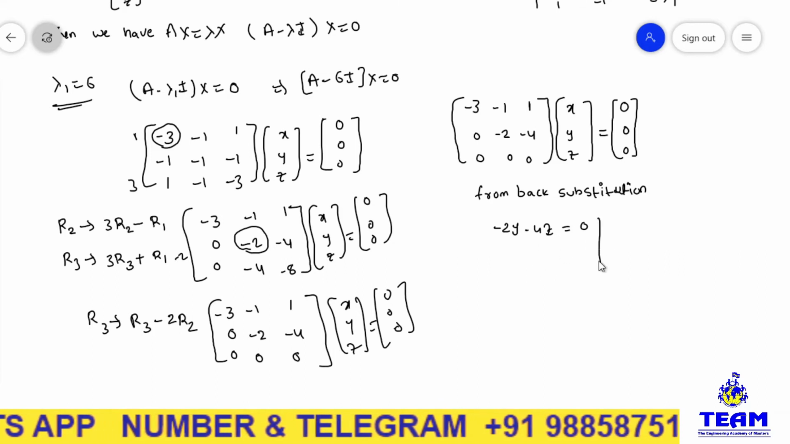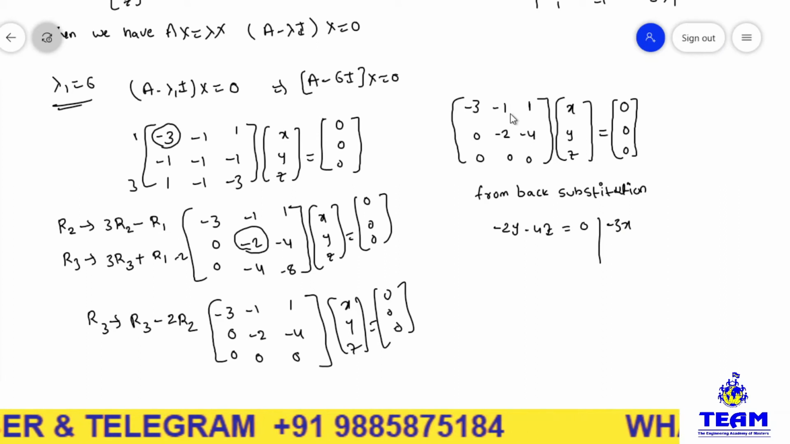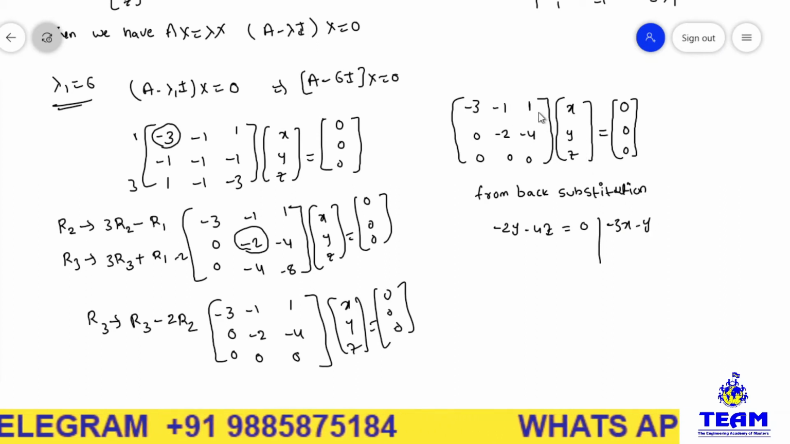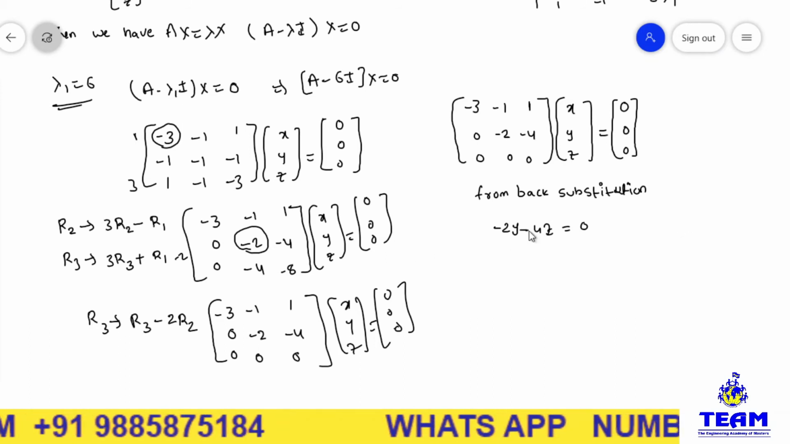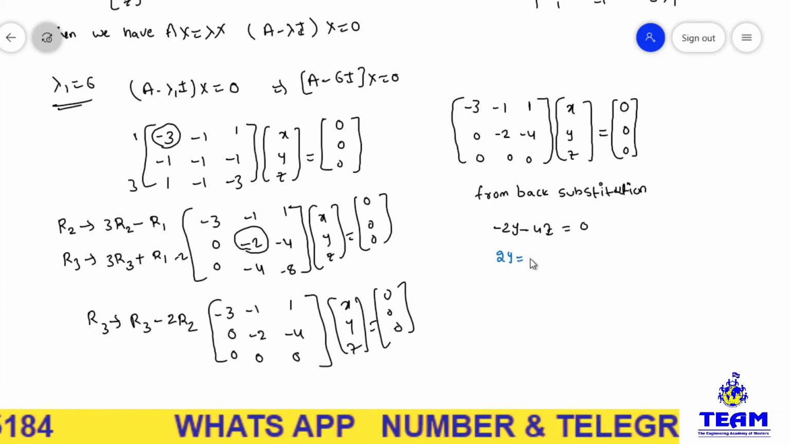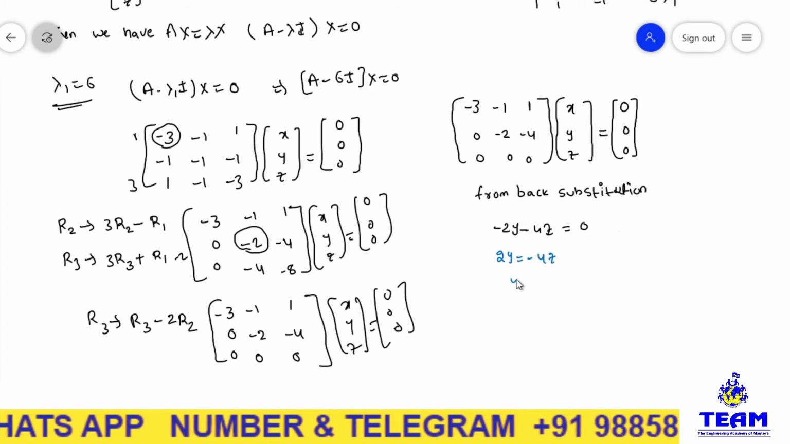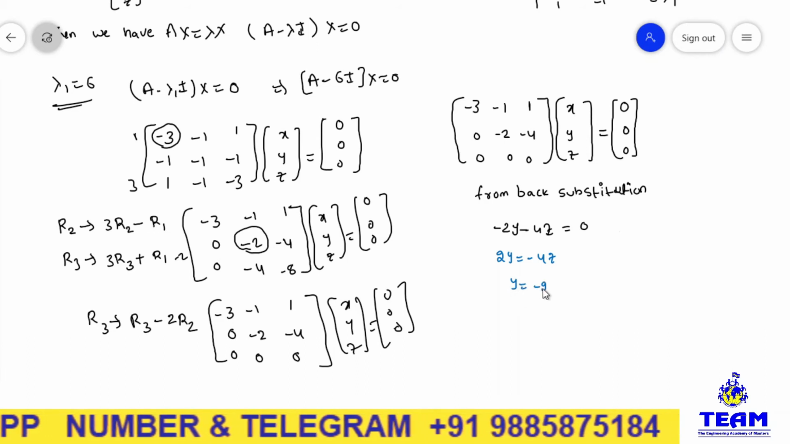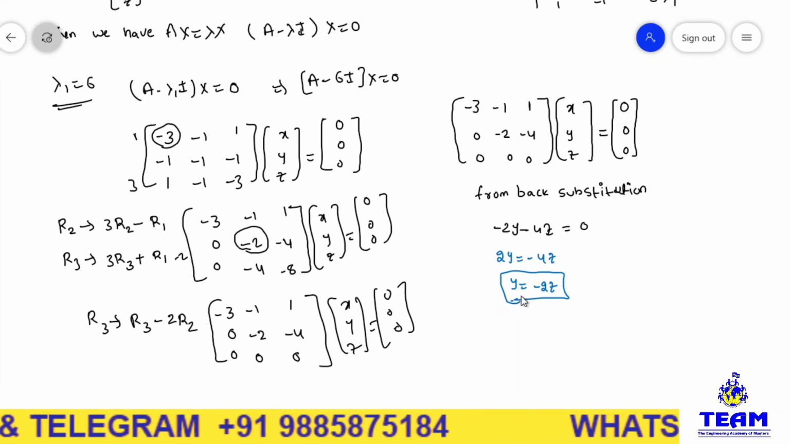One more equation you have. What is that? Minus 3 into x, minus 1 into y, plus 1 into z is equal to 0. Okay friends, here you observe this is 2y is equal to minus 4z. We can write 2y is equal to minus 4z, then y is equal to minus 2z. Now here you observe friends, y is in terms of z.